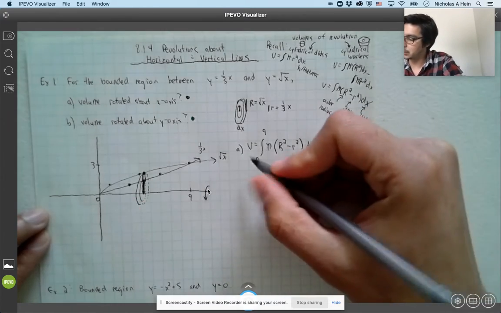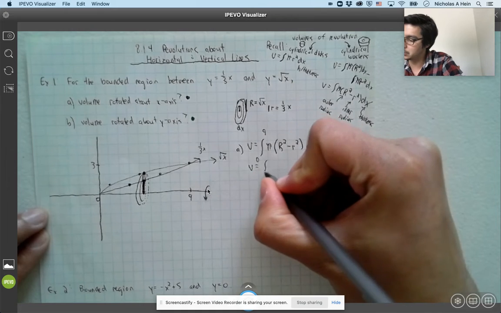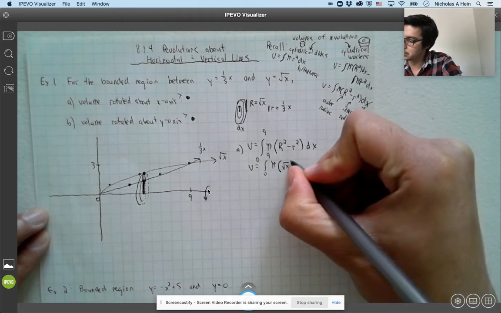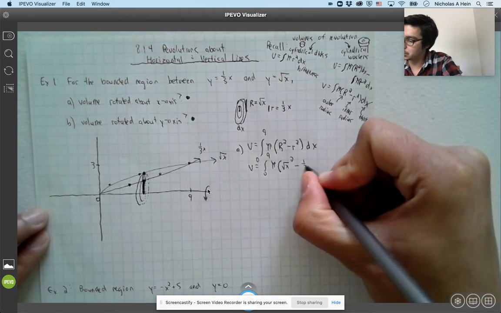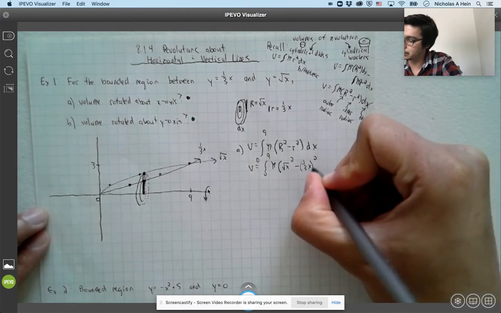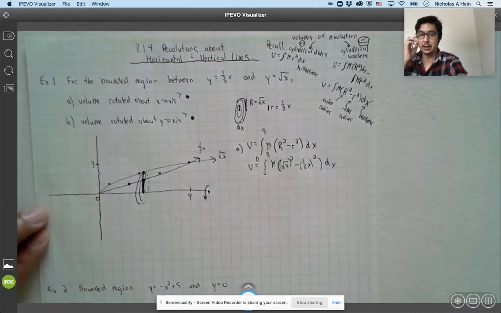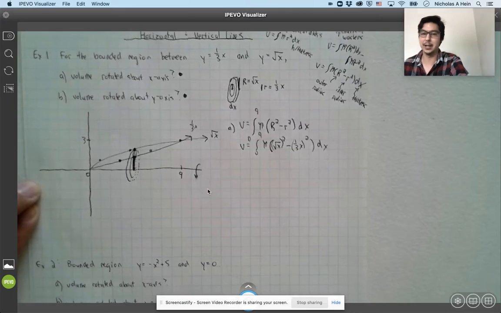So plugging in what I have now, the volume is equal to the integral from 0 to 9 of pi times your outer radius, which was root x, squared, minus your inner radius, which is 1/3 x, squared. I'll put that in parentheses so I make sure I square that correctly, dx. All right, and we're going to work through it by hand.